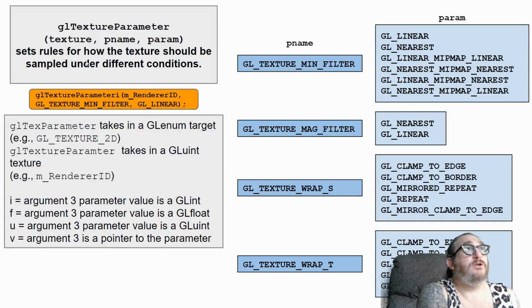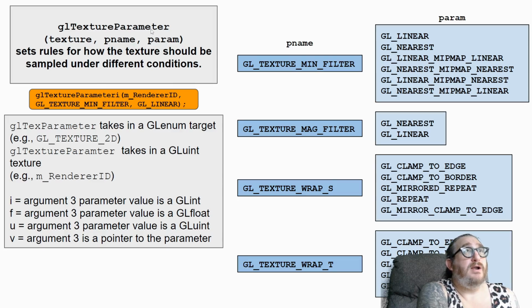Okay, so the next thing we're going to talk about is glTextureParameter. This is a function that basically tells the computer how to use our texture when it is trying to sample from it. It takes in three parameters: our texture, a parameter name, and then the parameter itself.